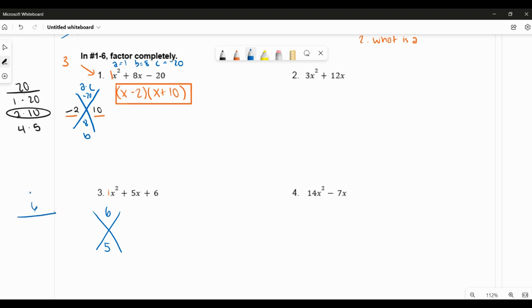Now, if I list my factors of 6, I could do 1 times 6 or 2 times 3. The one that will add or subtract to give me 5, well, 2 plus 3 is 5. Don't have any negatives to worry about here. And so we're done. And now I can do my final step, because remember, those are my 2 factors. They're both positive, so that's going to become x plus 2 times x plus 3. And that's my final factored simplified form.